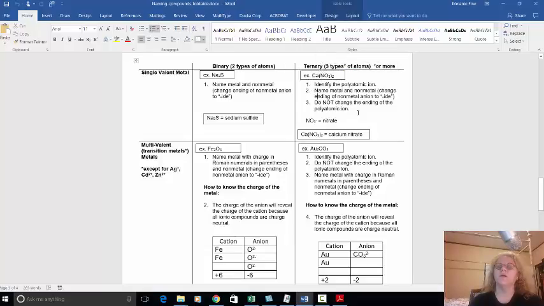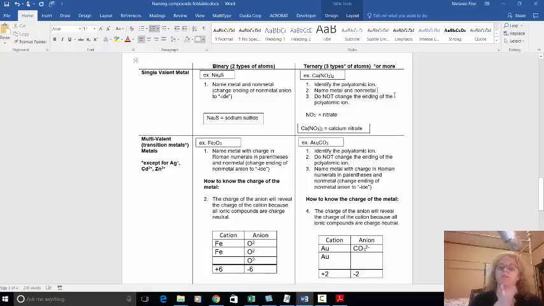And nonmetal, you know what? Here's a mistake, actually. I see on our foldable, you're going to have to cross this out. We do not change the ending for a polyatomic ion. That's what happens when I cut and paste and put this together. So we name the metal calcium, and then we name the nonmetal, which in this case is the polyatomic ion. Maybe I should rewrite that, name metal and polyatomic ion.